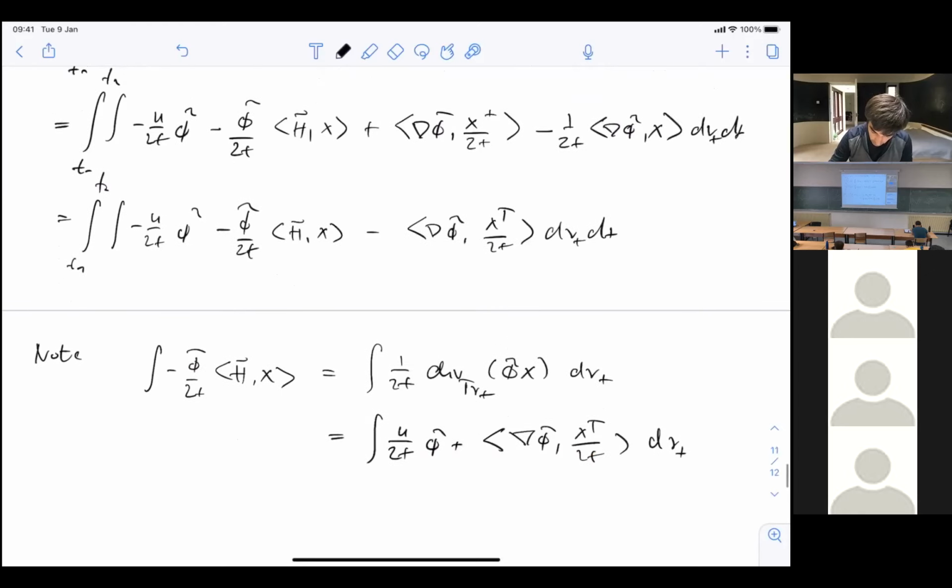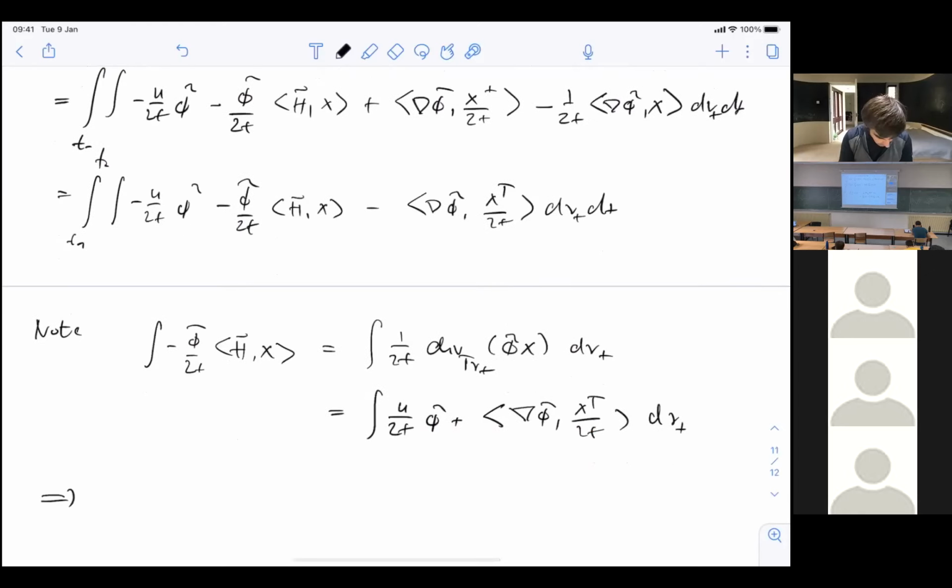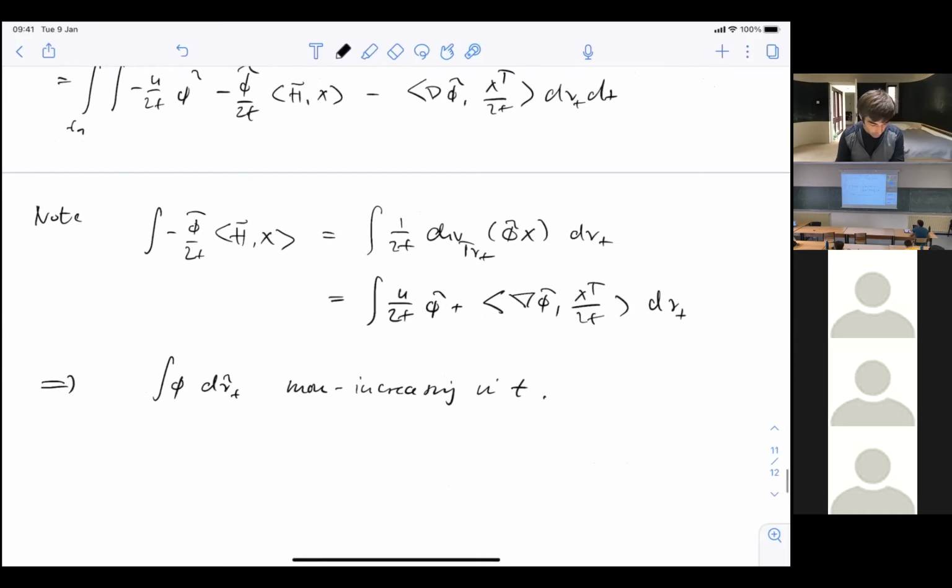Yeah? So what does this imply? This implies that the integral of phi d nu twiddle of t is non-increasing in t. That's the first thing we get. Since we have a Brakke flow, we only get one direction. Now there's a little trick in the end to get identity.